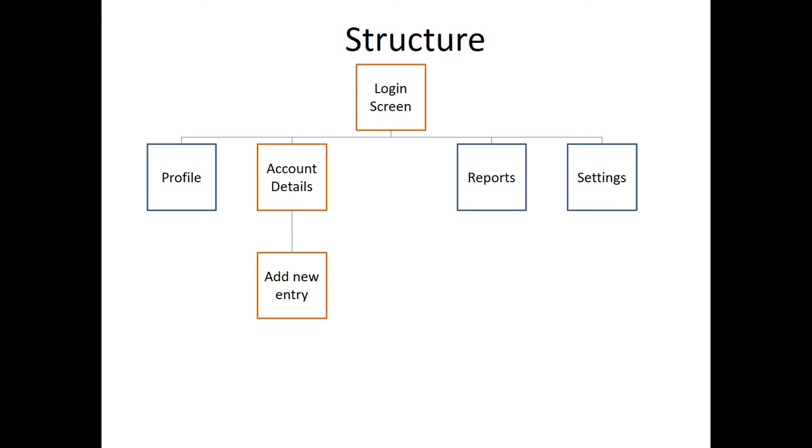So I did a quick structure of what I think you would do, and the orange boxes is the first. I'm calling it the first flow. So what you do when you log into the app, you hit the login screen, which automatically takes you to the account details, and that's where you can add a new entry, and you'll also be able to view existing entries. And there will be other pivot points within the app. So my profile page, reports, and settings.